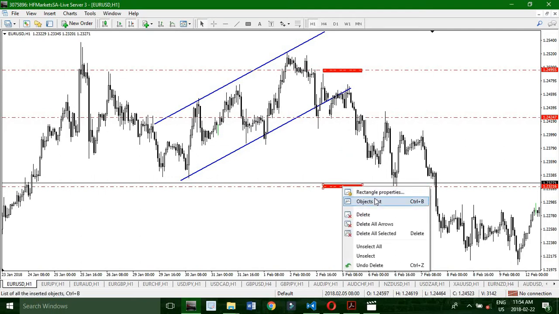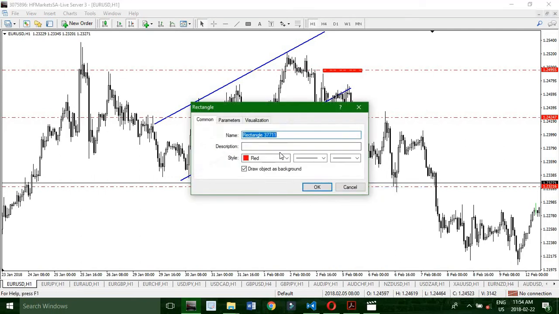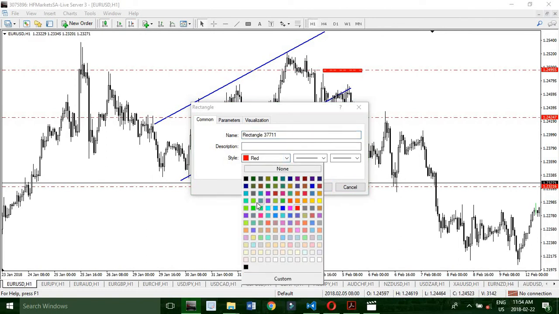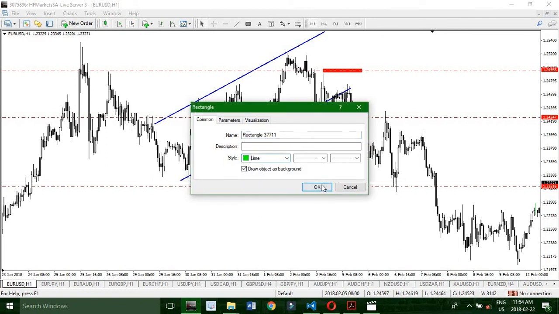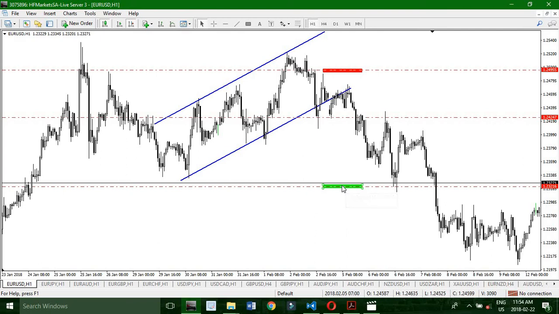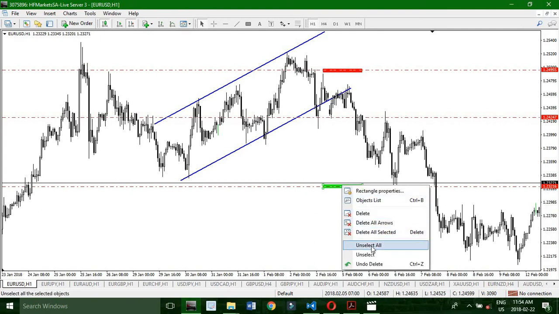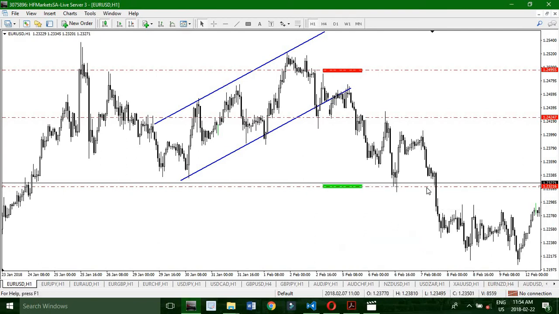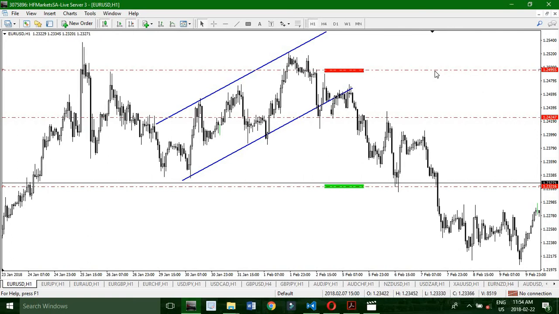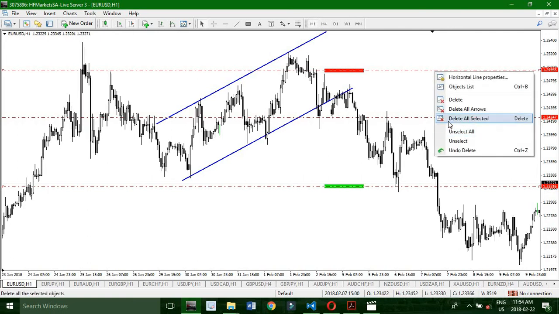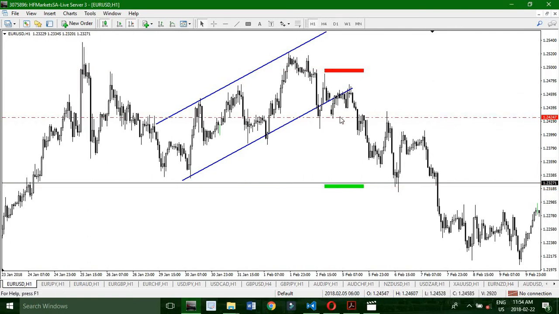Our target, change color to green to indicate that it is in a positive mode, and red for danger. Unselect all. Let me remove these two. Okay. So yeah, that's how easy you get to analyze and trade. Put in your support and resistance level, which is your rising support and rising resistance. They should be parallel since it's a channel.